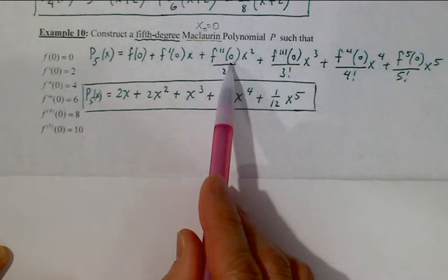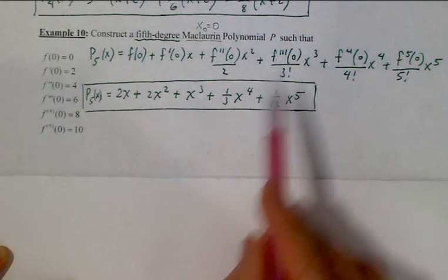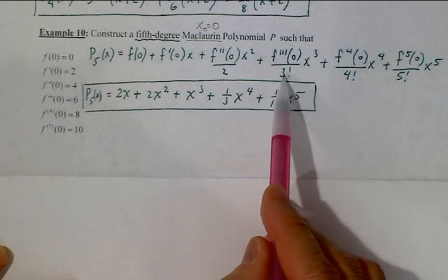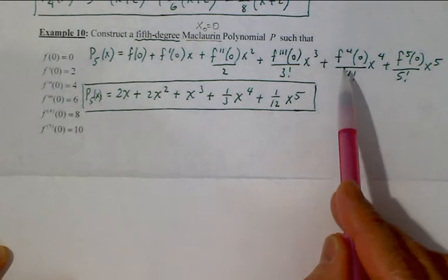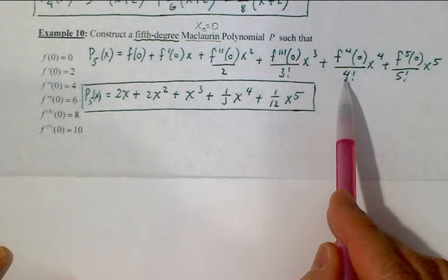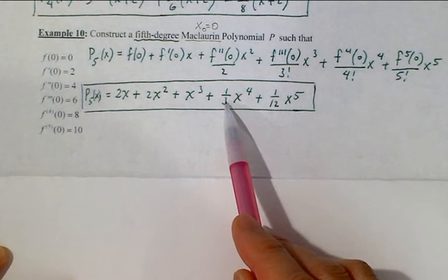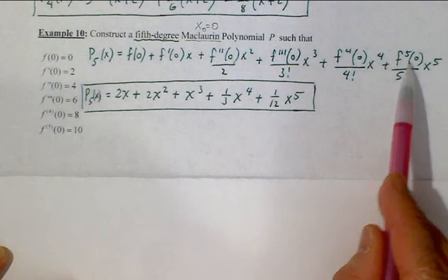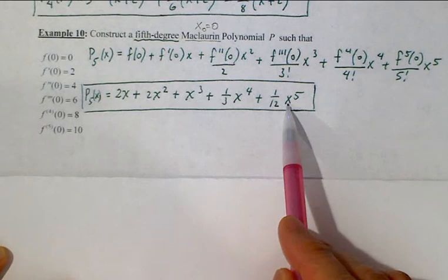F double prime of 0 is equal to 4, but then that divides with the 2, so that gives me 2. F triple prime of 0 is 6, and then that divides with 3 factorial because that's also 6, so you get x cubed. Then the fourth derivative of 0 divided by 4 factorial comes out to be 1/3, because it would be 8 over 24, x to the fourth. And the final one is 10 over 120, which simplifies to 1/12 x to the fifth.